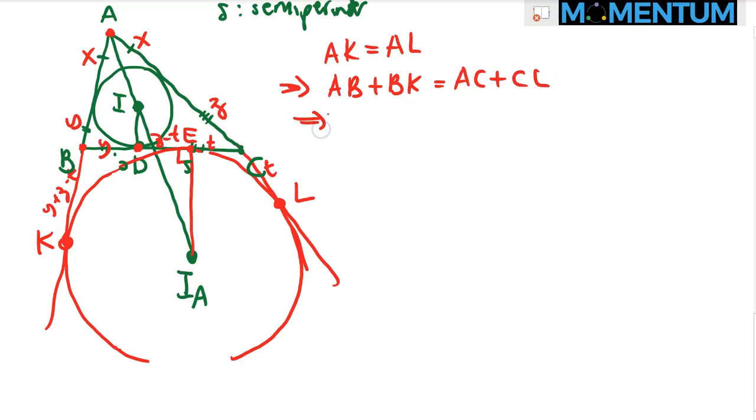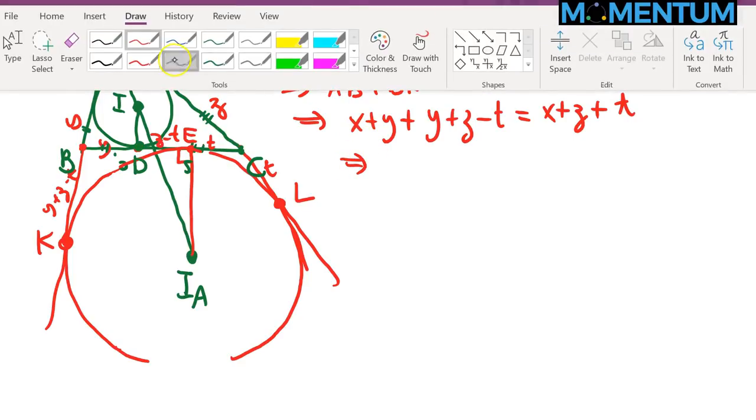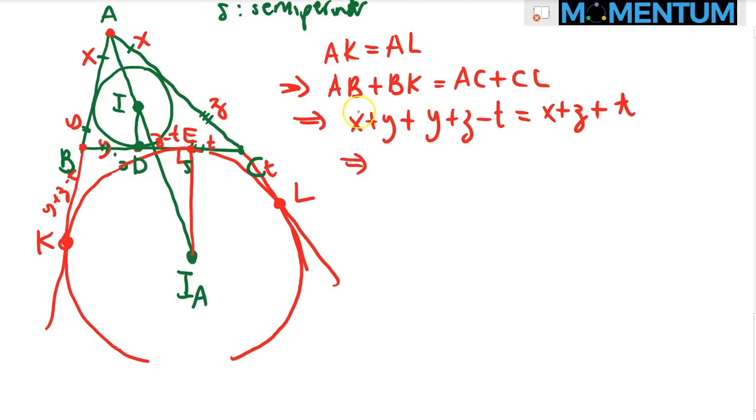Now AB is just X plus Y, as you can see in the picture, and BK is just that monster there, Y plus Z minus T, equals AC, which is just X plus Z, and CL is just T. Aha. And so as you can see in this picture now, we would have quite a few things cancel. So the X's here cancel, so this X will cancel with this X, the Z's will cancel, so we will be left with 2Y on the left hand side.